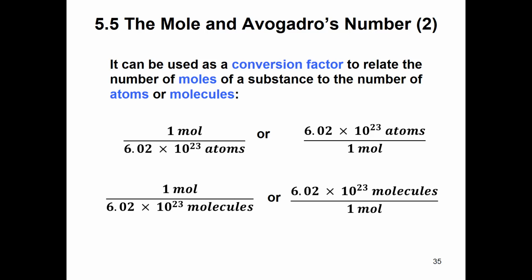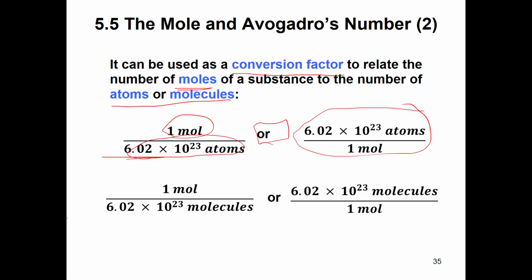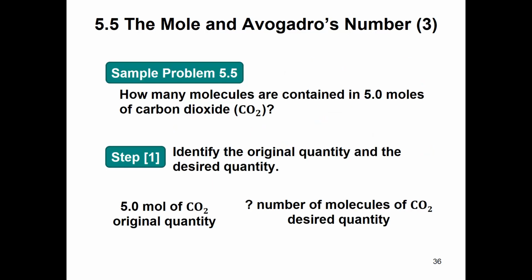Okay, so we can use Avogadro's number as a conversion factor to relate how many moles of something we have to the number of atoms or molecules. So 1 mole, we said, is the same as 6.02 times 10 to the 23rd atoms. Remember, if it's a conversion factor, we can flip it upside down and it still means the same thing. And you can use it for atoms or molecules, either one, okay? So 6.02 times 10 to the 23rd is the bridge to go from atoms to moles or moles to atoms.